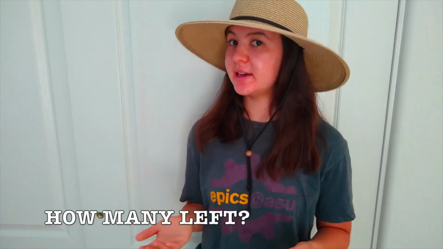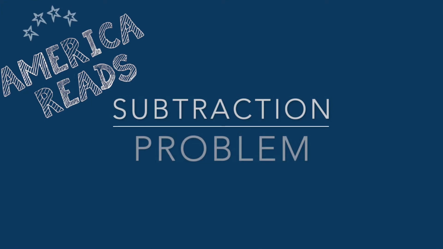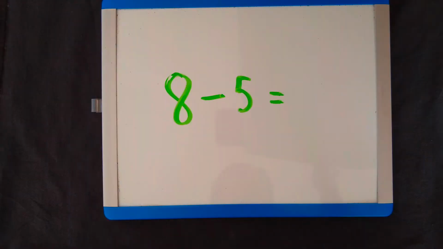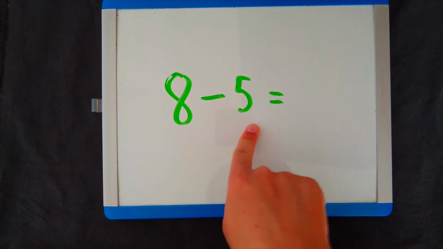Now, let's review what subtraction is. To subtract means to take away numbers, and this usually means that the number that it equals will be smaller. Some keywords and phrases that you might see when you're doing subtraction could be: how many fewer, how many left, how many more, how many less. Also, what's the difference? The sign to subtract looks like a dash, like this, between 8 and 5.